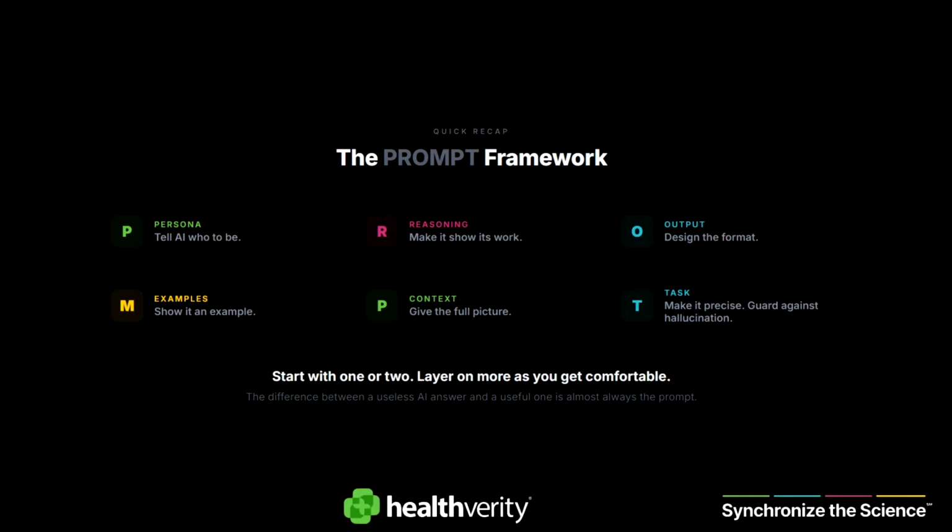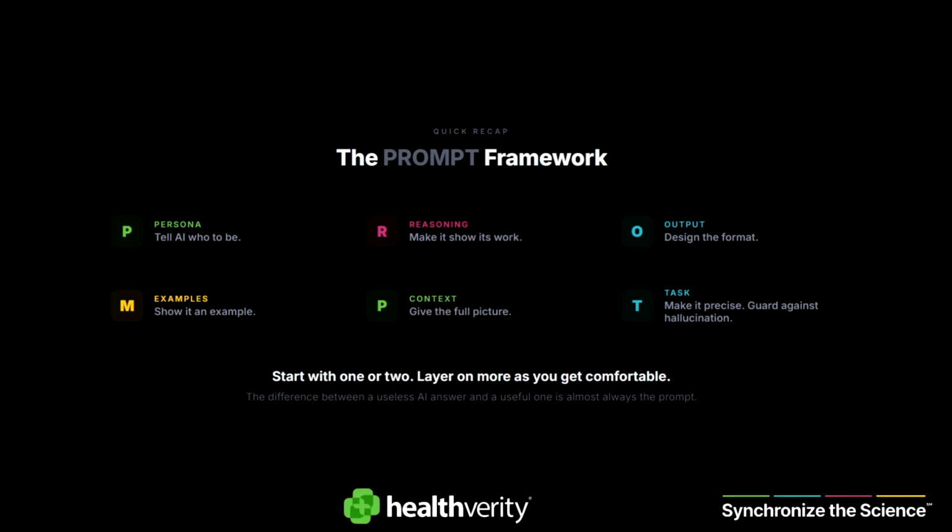Let us do a quick recap. P, tell the AI who to be. R, make it show its reasoning. O, design the output format. M, show it an example. P, give the full context. T, make the task precise and guard against hallucination.